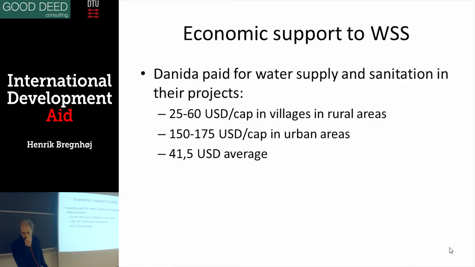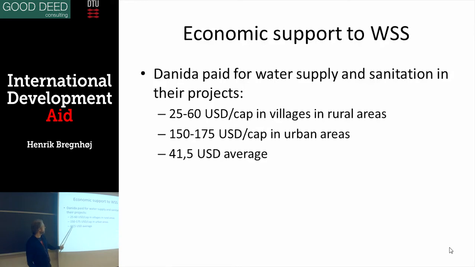Some numbers, and this is important also for your work here. Danida paid for water supply and sanitation in the projects between 25 and 60 US dollars per capita in villages in rural areas. And these are total project costs. This week you're going to make an application and you are making a budget with all the costs implied here. So this is for Danida's projects, and they're not NGO projects really, they are the more expensive ones.